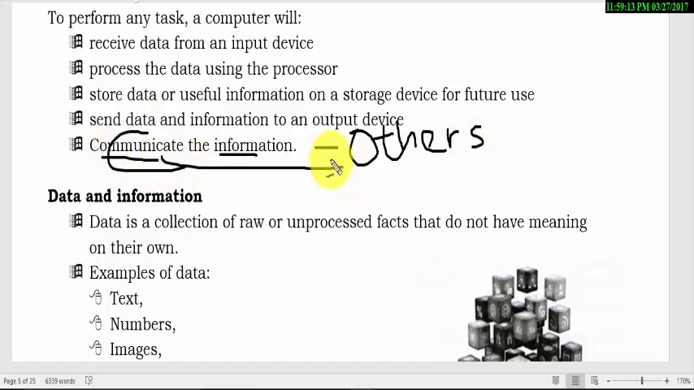Okay, so for example, you type a letter and then that letter is saved on maybe a flash disk, a CD, a hard drive, or any media, or maybe let's say on the cloud, meaning they are saving work on a remote server. So other people can access the work you have typed or done on the computer. So what we are saying is that you can communicate this information to others.